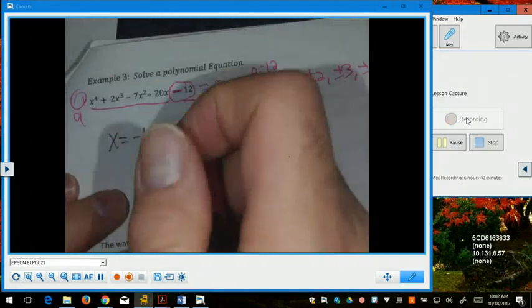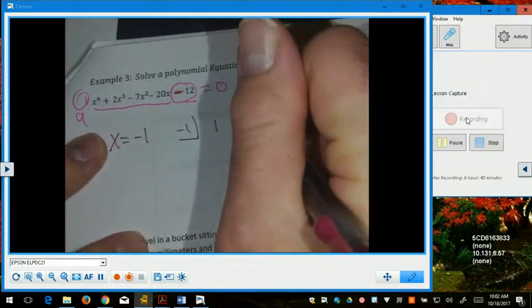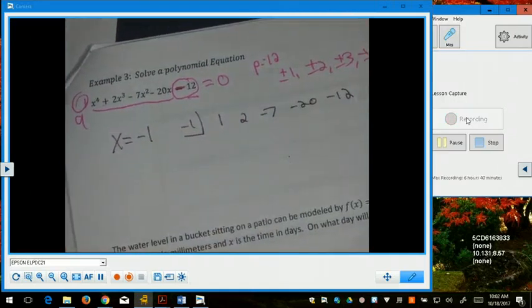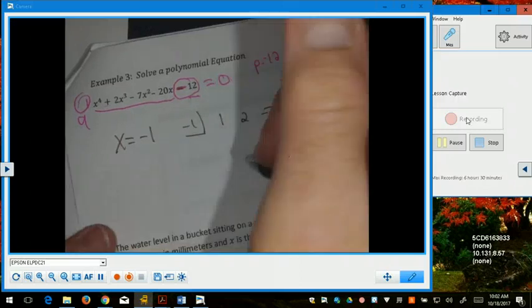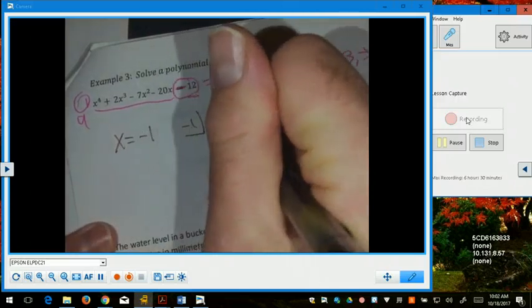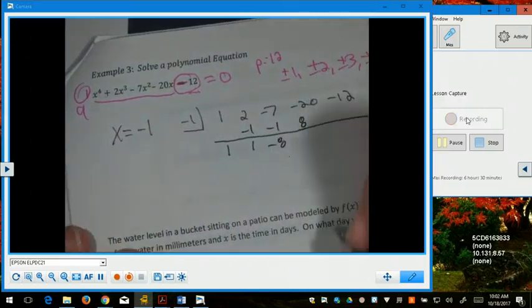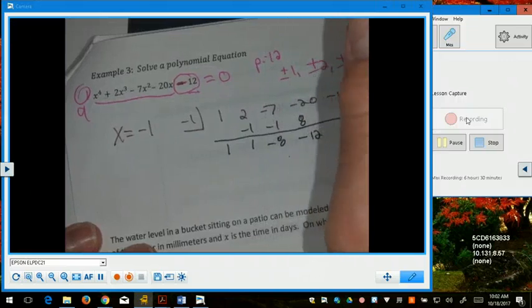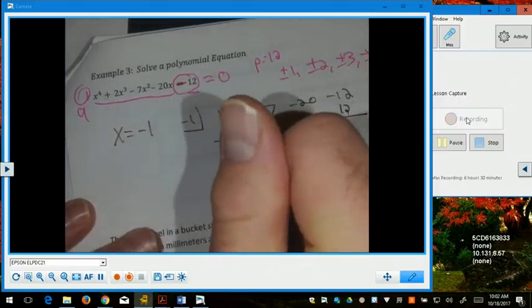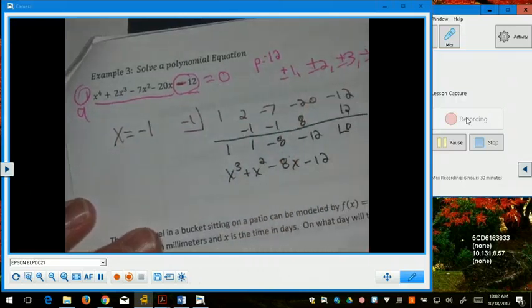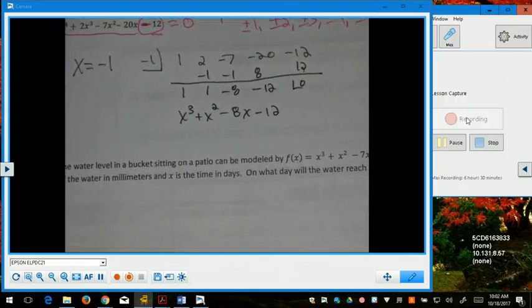I'm going to divide that away. Make sure there are no missing terms. And see what equation I'm left with. I'm left with x cubed plus x squared minus 8x minus 12, which does not appear to be factorable. So guess what I have to do? Do it again. Rational root theorem.